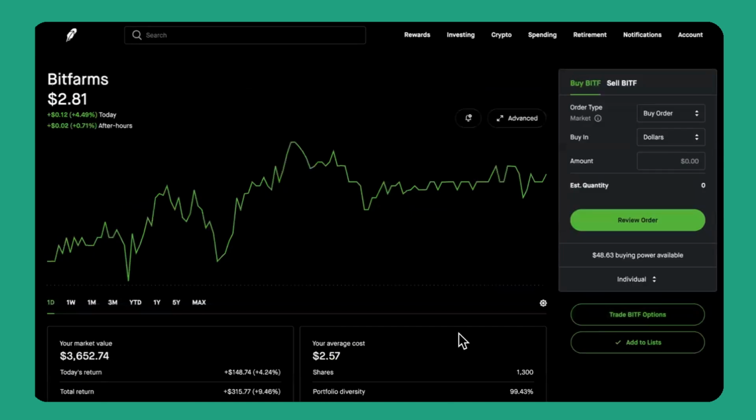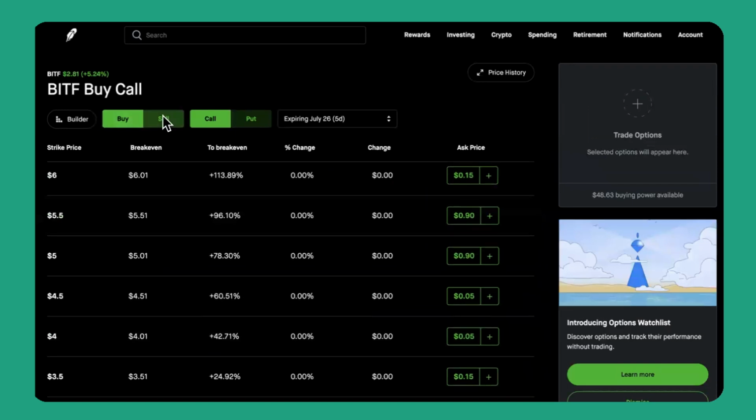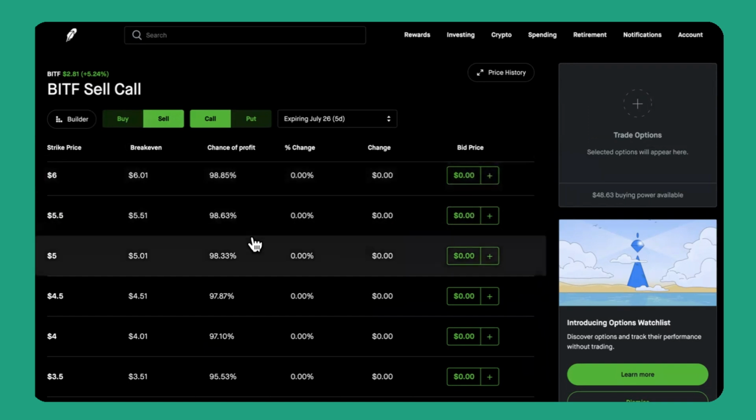So I have 100 shares that I can use as collateral, okay? You can see here from my dollar cost average, right? These 1,300 shares have cost me $2.57. So every time I sell a covered call, it's going to be $257 that I'm reinvesting into this company, Bitfarms. Okay, so let's take a look at the options here that we can sell on these 100 shares of Bitfarms that I now own.